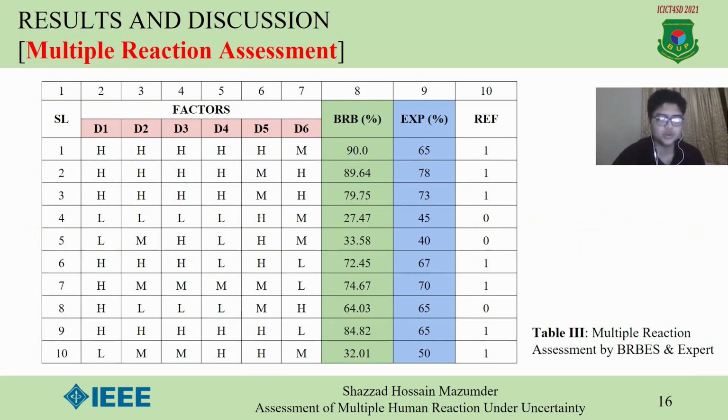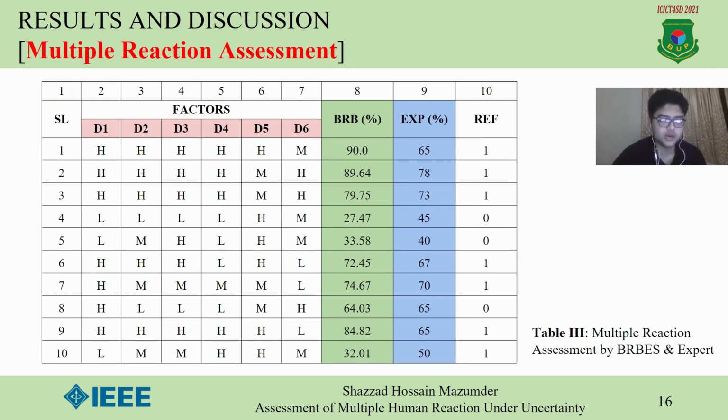Here, column 2 to column 7 contains antecedent attribute in a sequence. Then we have BRB output on the column 8 labeled as BRB. And the expert social media user opinion is displayed on the column 9 labeled as EXP. Now to compare the reliability of the results generated by the BRB and the expert, we take into account all the data to generate a ROC curve. The accuracy of the system can be calculated from the area under curve.